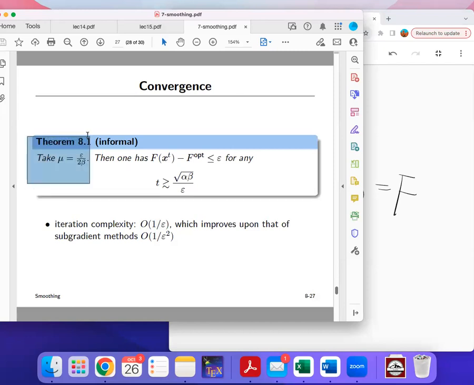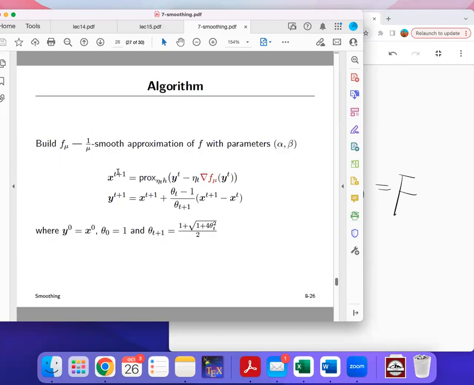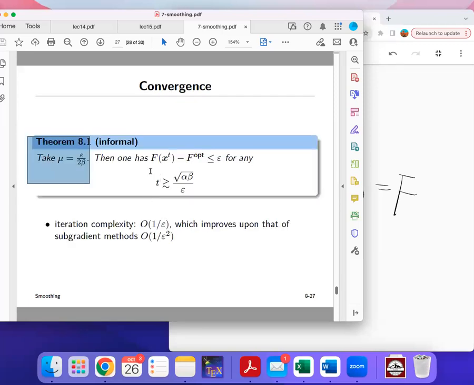So you pick such a smoothing parameter mu, and then run this algorithm for many iterations. And this result says that if you run this algorithm for at least this many iterations, square root of alpha beta divided by epsilon, then we will obtain an epsilon accurate solution.